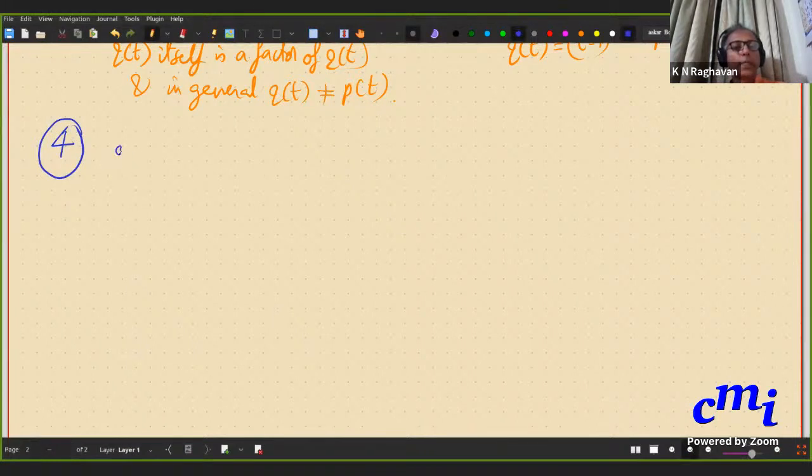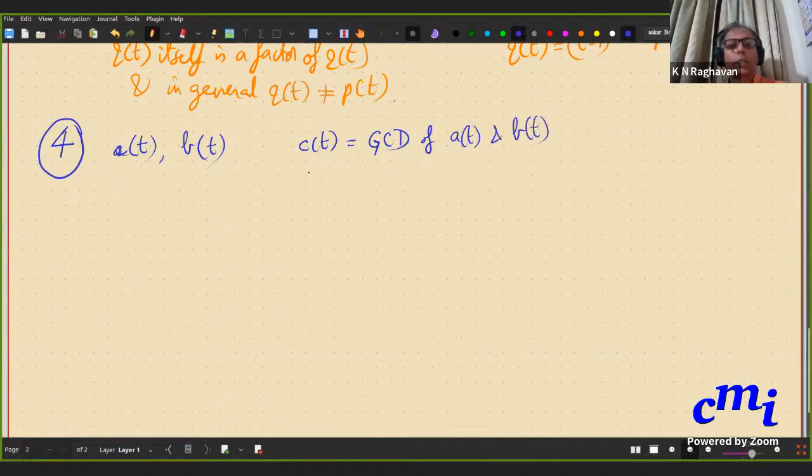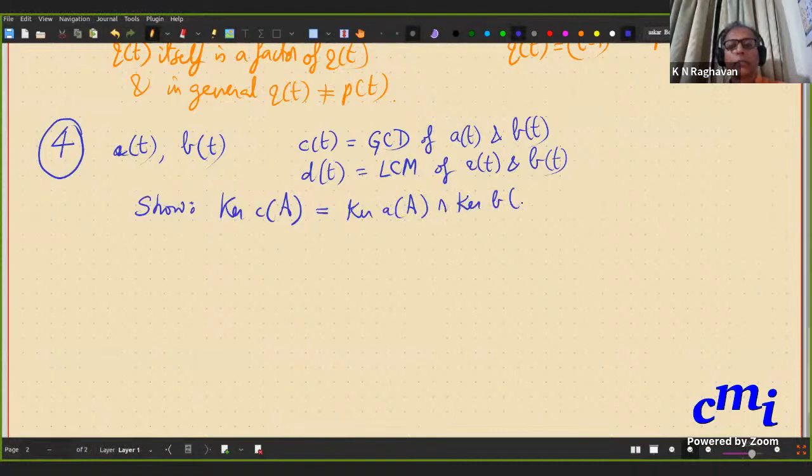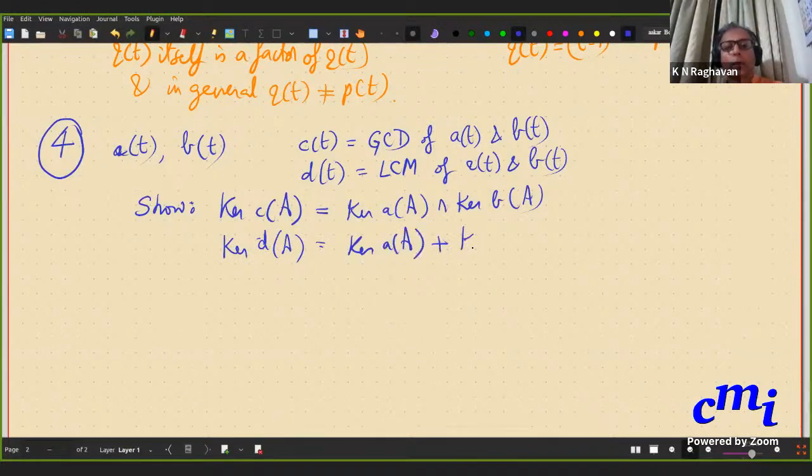So let me remind you. If A(t) and B(t) are polynomials, and C(t) is given to be the GCD of A(t) and B(t), and D(t) is given to be the LCM of these two, the question is to show that the kernel of C(A) is equal to the kernel of A(A) intersect the kernel of B(A), and the kernel of D(A) is equal to the kernel of A(A) plus the kernel of B(A).